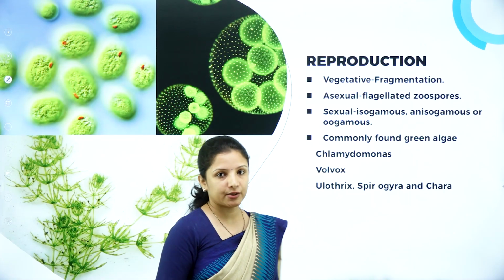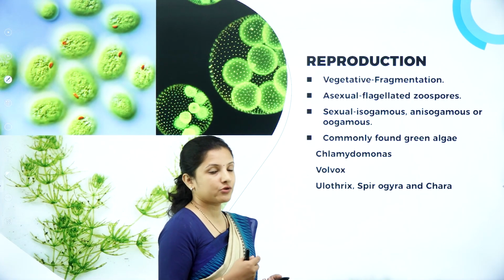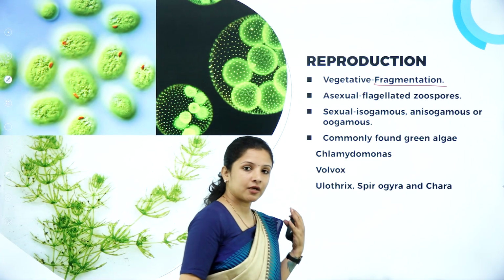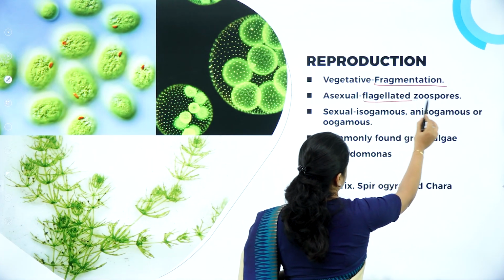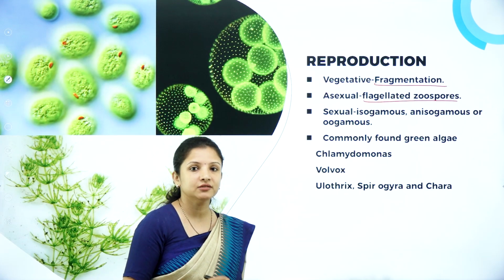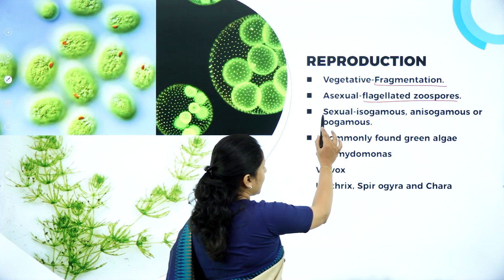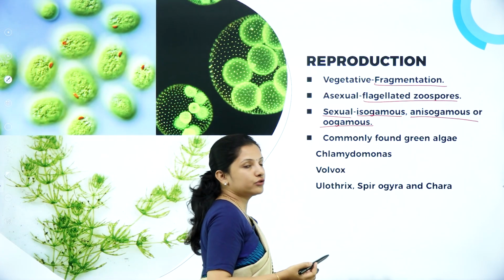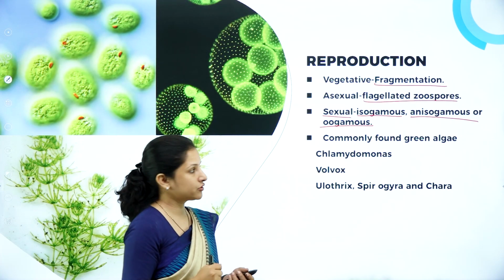Next, talking about reproduction in Chlorophyceae members. Here also there are vegetative, asexual and sexual methods of reproduction. Vegetative reproduction can be by fragmentation. I have already told you what fragmentation is. Asexual is by flagellated zoospores, meaning zoospores that have flagella, which are whip-like structures. Therefore, they are capable of movement. And next is sexual, again here by isogamy, anisogamy or oogamy. I've already told you what these three are. So you can go back to the previous slides and have a look at it.